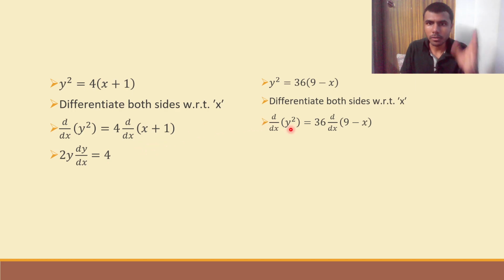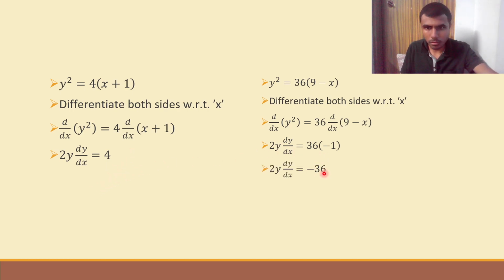Now here again, 2y dy by dx equals 36 into minus 1, because derivative of 9 is 0, derivative of minus x is minus 1. So I am left with minus 1. Fine. So 2y dy by dx is minus 36.